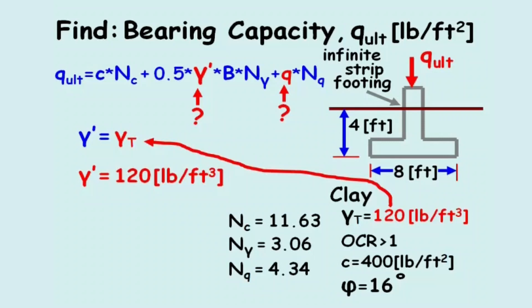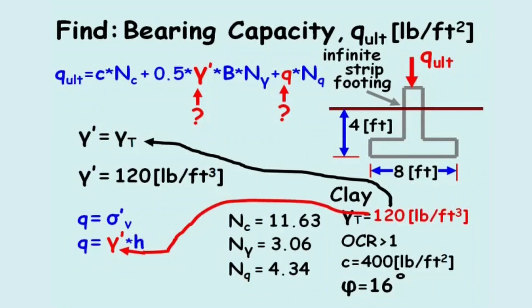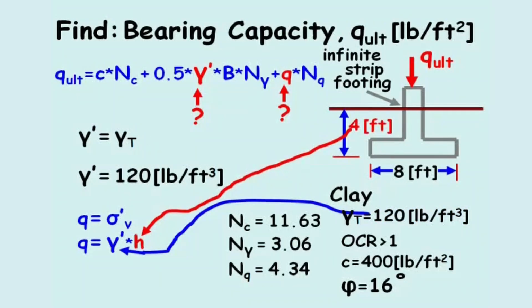Next, q, the overburden stress, is calculated. In the context of bearing capacity problems, q is the same as the vertical effective stress calculated in geostatic stress problems, which is equal to the effective unit weight times the thickness of the soil layer, for all soil layers above the footing base. This unit weight corresponds to the 4 feet of soil above the footing base, which is 120 pounds per cubic feet times the height of the soil layer, which is 4 feet. The overburden stress equals 480 pounds per square feet.